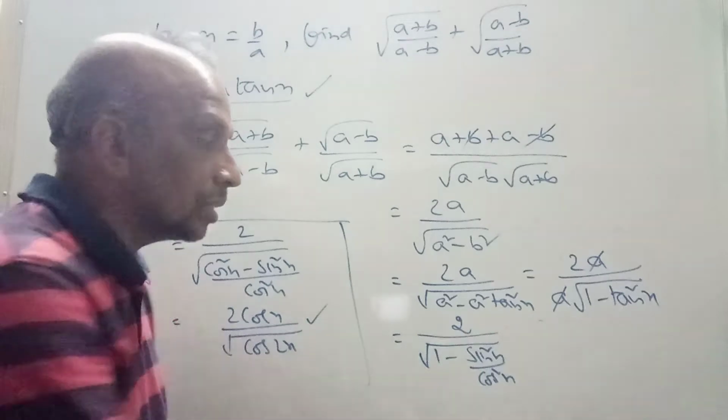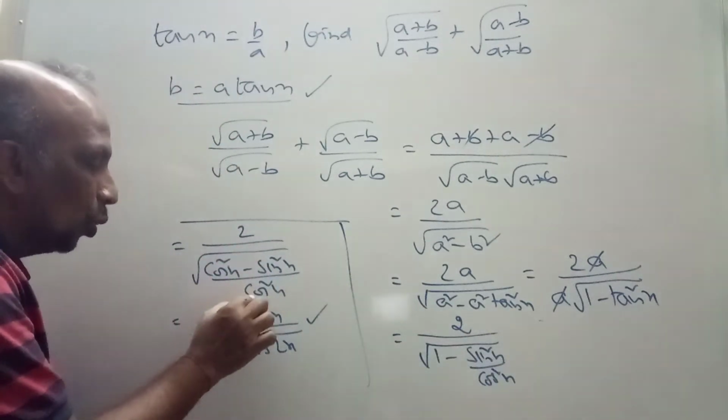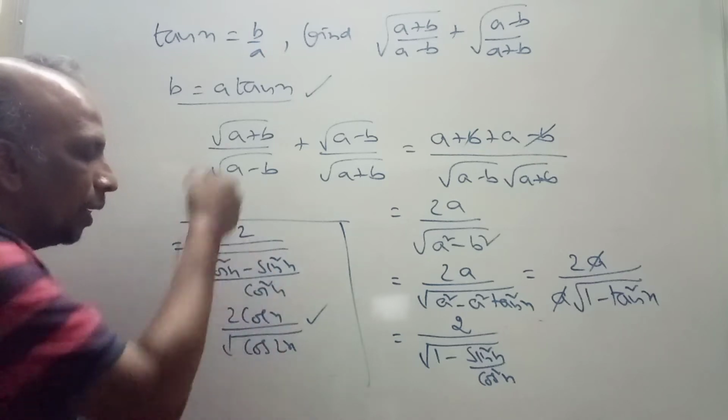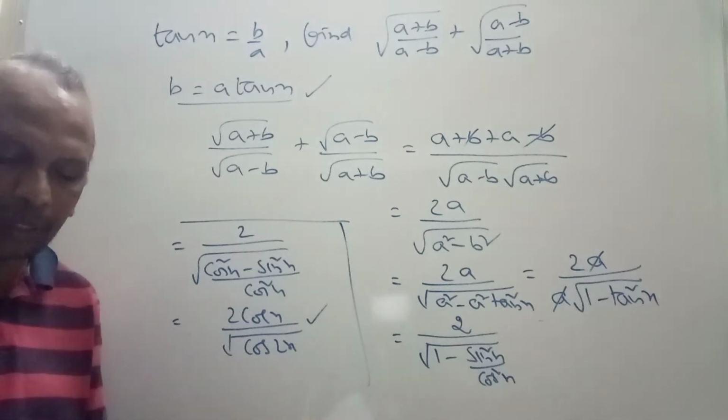Tan square x can be written as sin square by cos square. Then you take LCM, you simplify here. So root of cos square x, you get cos x, take it up, 2 cos x by root cos 2x. This is one of the problems here.